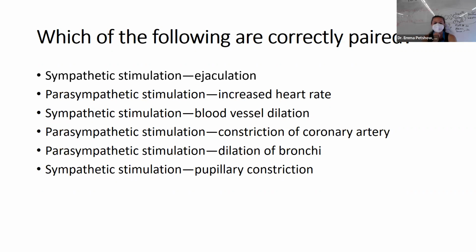Which of the following are correctly paired? Sympathetic stimulation and ejaculation, parasympathetic and increased heart rate, sympathetic and blood vessel dilation, parasympathetic and constriction of the coronary artery, parasympathetic and dilation of bronchi, and sympathetic and pupillary constriction. Which one is correctly paired? And we can walk through, or which of the following are correctly paired?